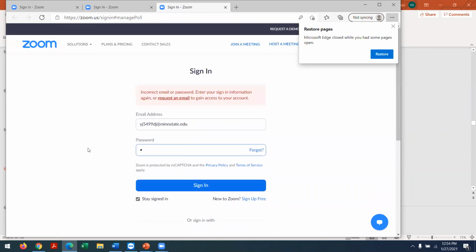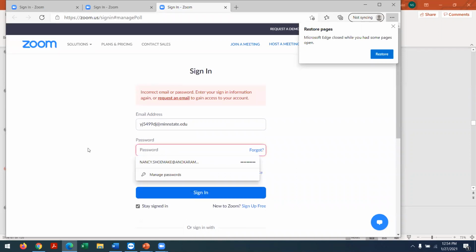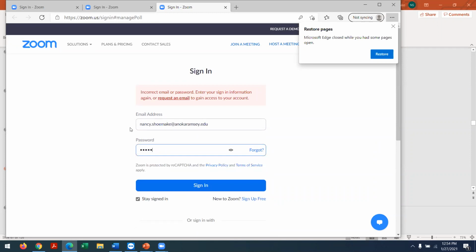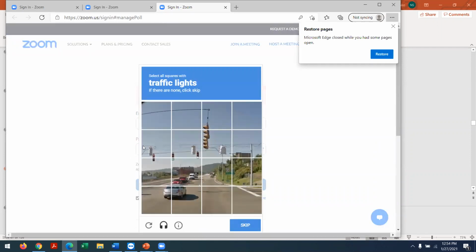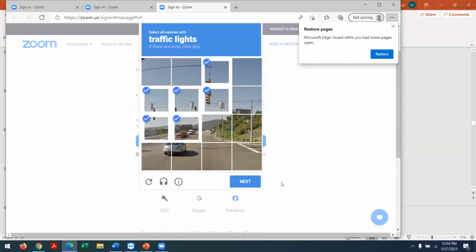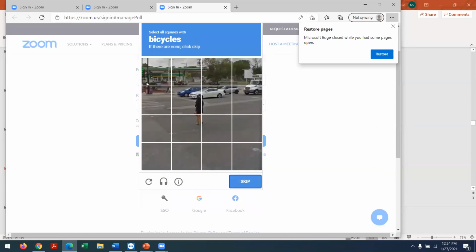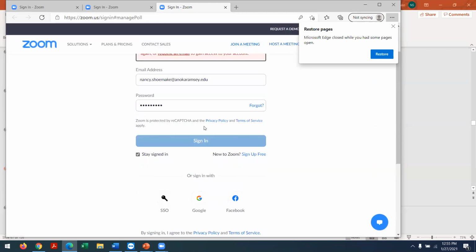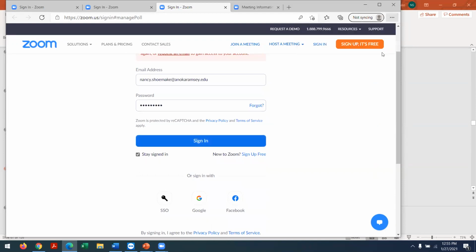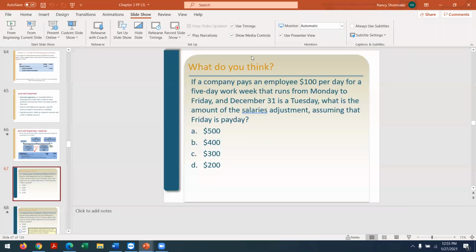Oh my gosh, I can't remember my things here. Oh my goodness, where are the bicycles? Are they not letting me sign in? Well, never mind. I'm not going to even worry about that. Okay, let's just go back to this.